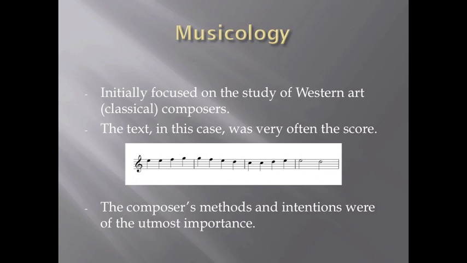So the text in this case, in early musicology, was of course the score. What was being analysed in early musicology was the composer's methods and intentions. Now this was of use to anyone who was interested in perhaps composing the music or playing the music, but it wasn't much use to anyone beyond that. So musicology had to be addressed later to be more all-encompassing, to try and address the other elements of music that really matter.